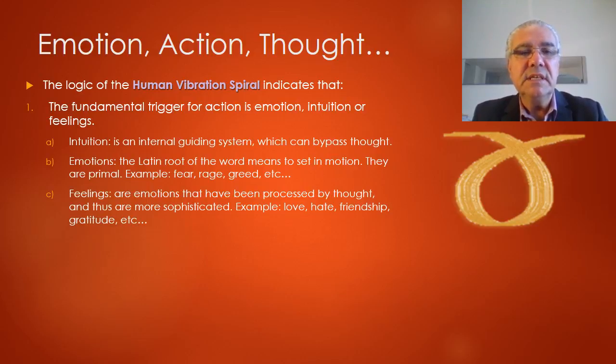Emotions, interestingly, the Latin root of the word means to set in motion. So emotions are what push people to action, like we said earlier. These are primal. Examples are fear, rage, greed. Those are the emotions that we looked at in the presentation on the role of emotions in financial markets and financial decisions. Feelings are emotions that have been processed by thought and are a little bit more sophisticated, for example, love, hate, friendship, gratitude.